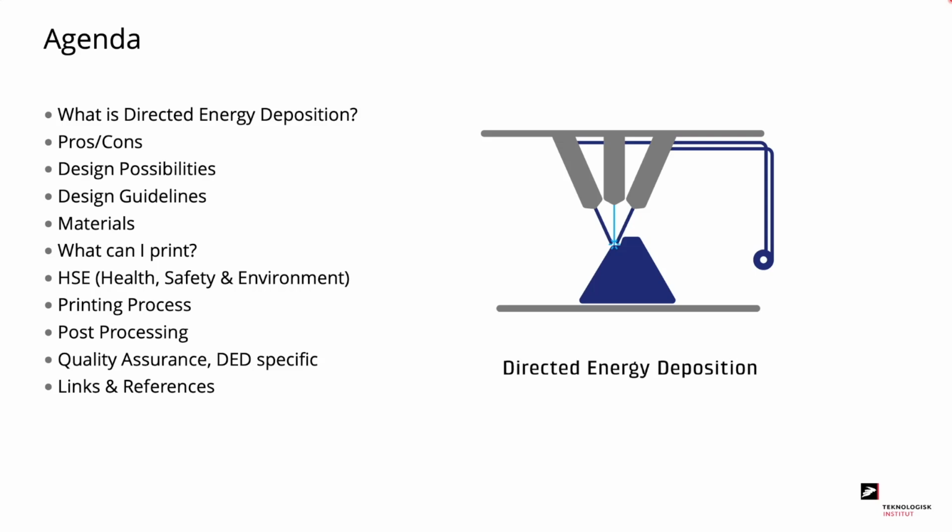Then we will be looking at the safety aspects, what we need to perform before the printing process, how we can use post-processing to obtain our final parts, what types of quality assurance we can use for our DED manufactured components, and finally a list of links and references.